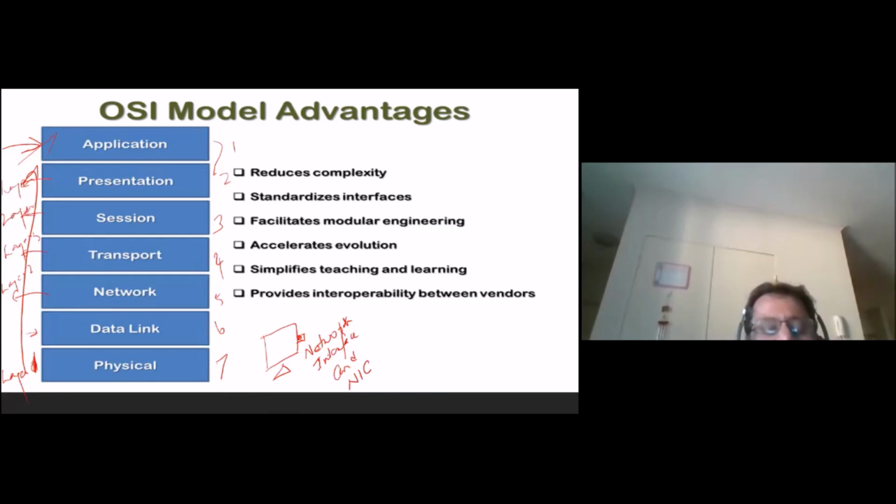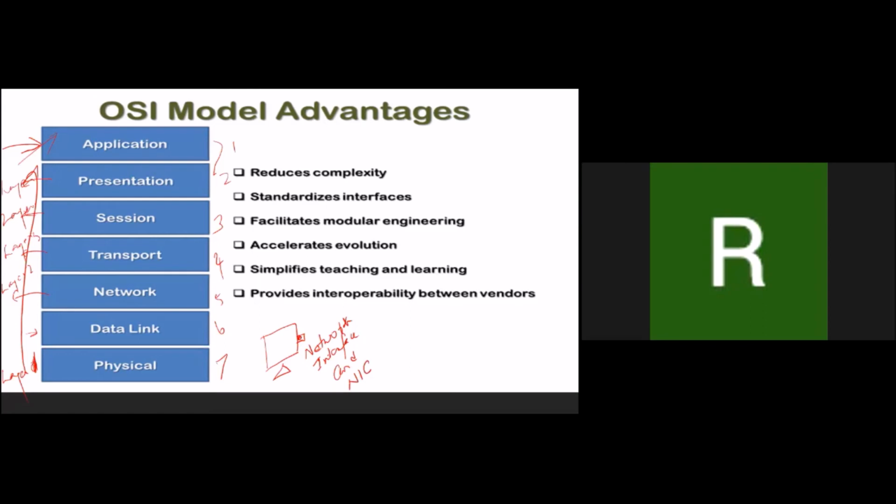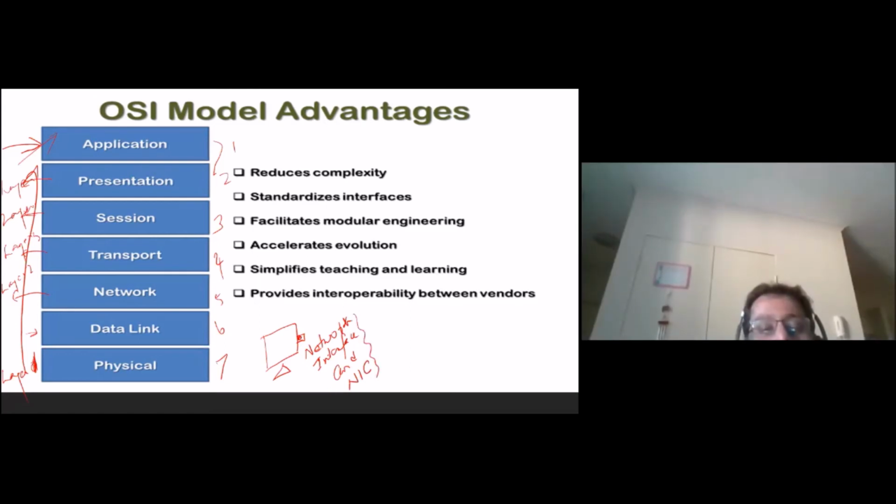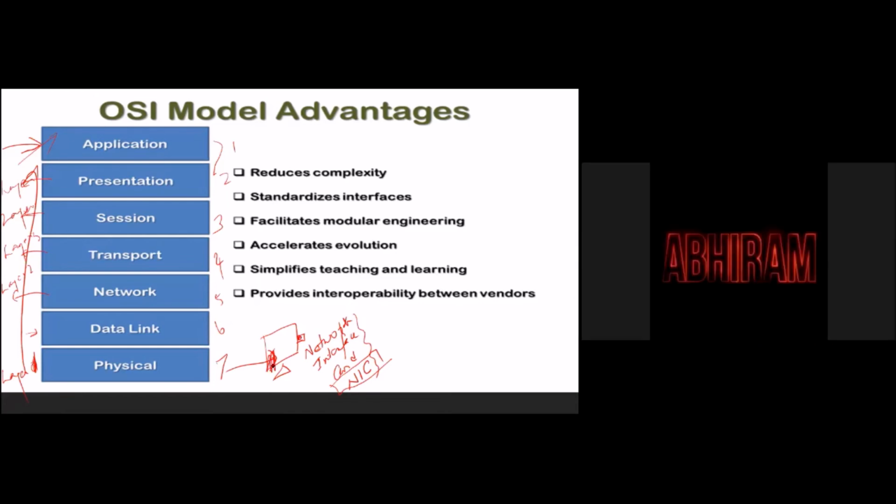Have you heard about this? No, sir. Okay, so a network interface card is nothing but a physical component attached to a computer or any device which can convey data or electric pulses from one device to another device. Okay, so the network interface card is the physical layer of the OSI model. Okay, make sense? Is that clear to you? Yes, sir.